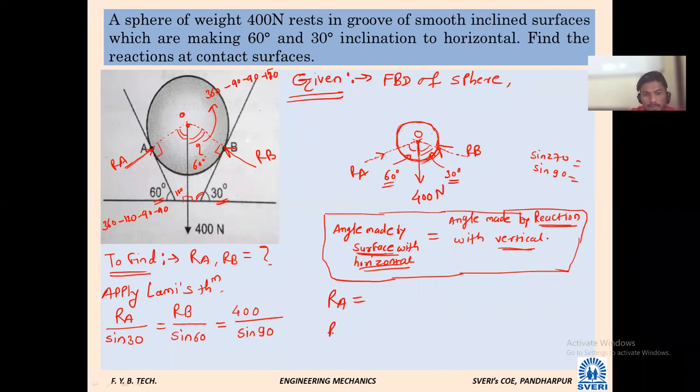Just check RA and RB. Calculate. RA, sir, 200 Newton. Okay, and RB 346.41 Newton. So answers are not with me today. So just check others also. Is it correct? Same? Any other? Somebody has got.